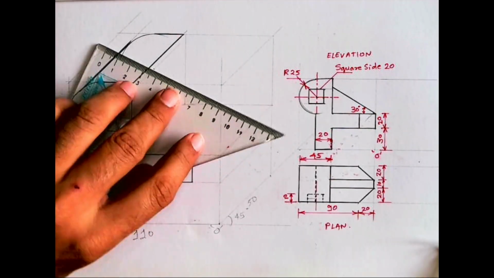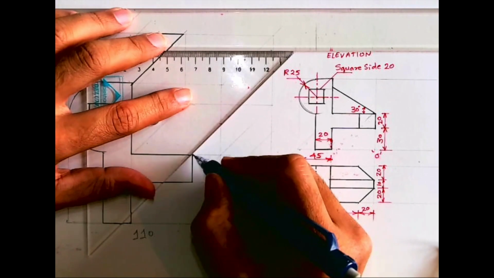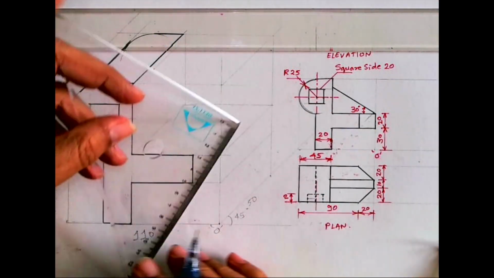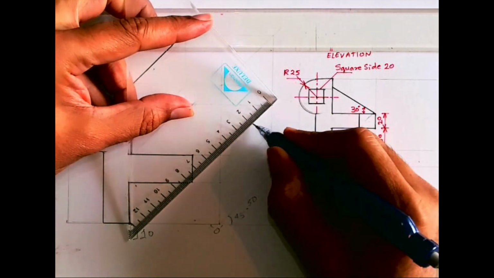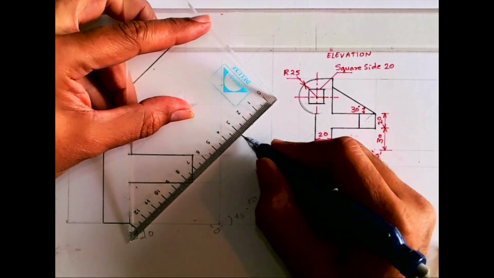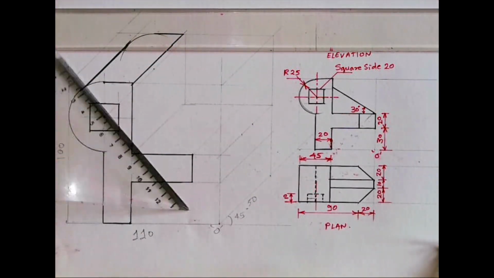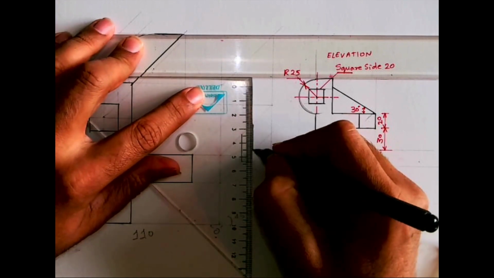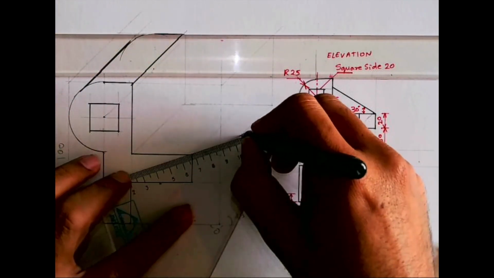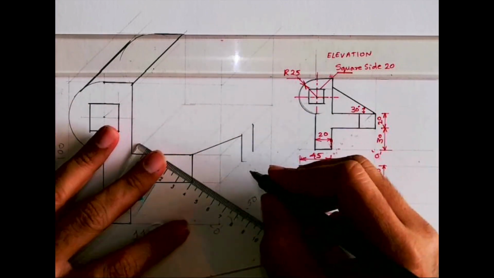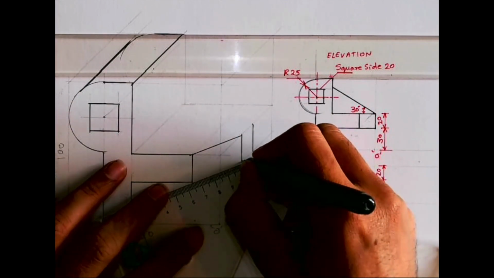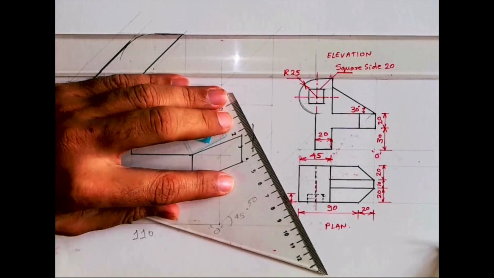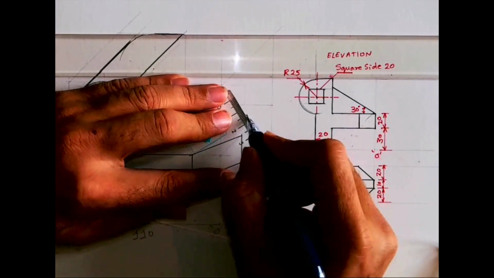Now after this, I'll take this point also behind. It is given 20, 20, so I can mark 20, 20 on both the sides. Then you join. You can join behind also.